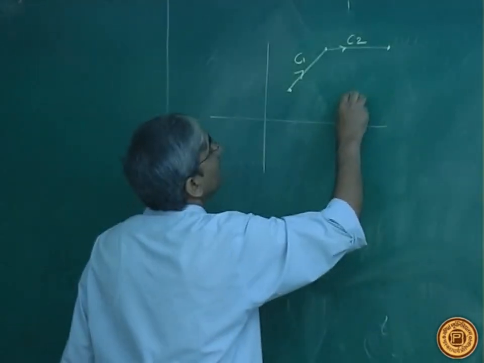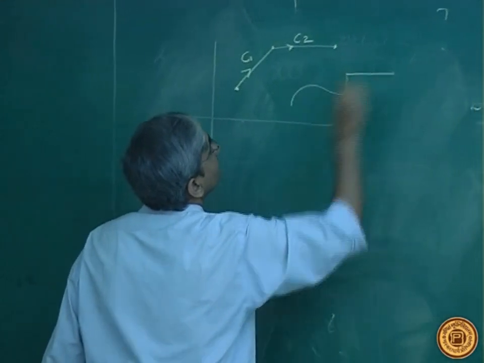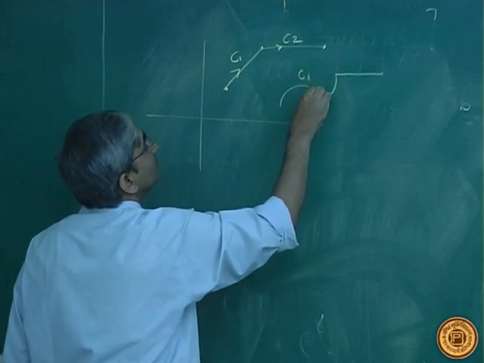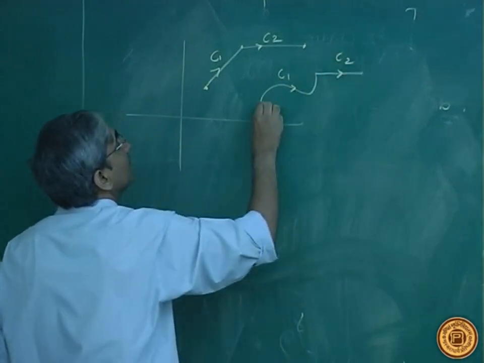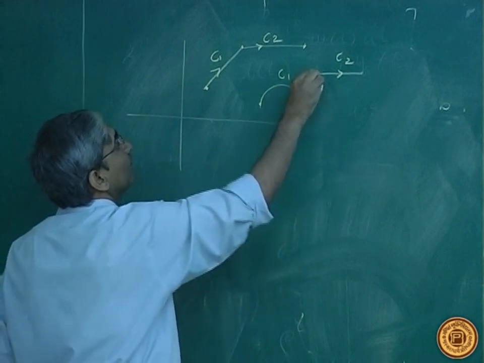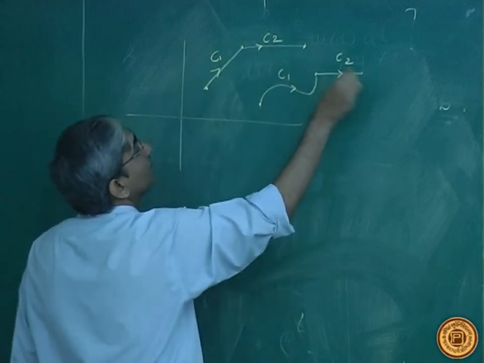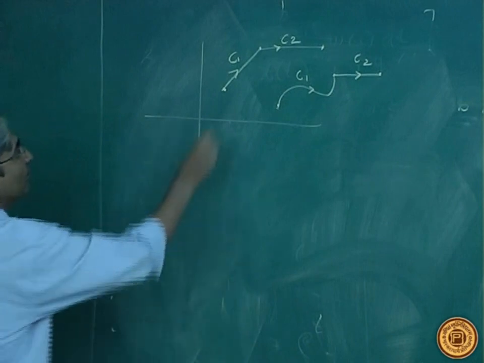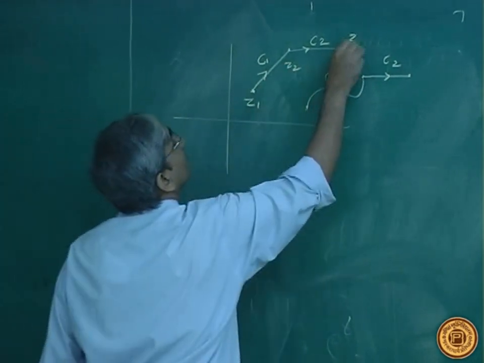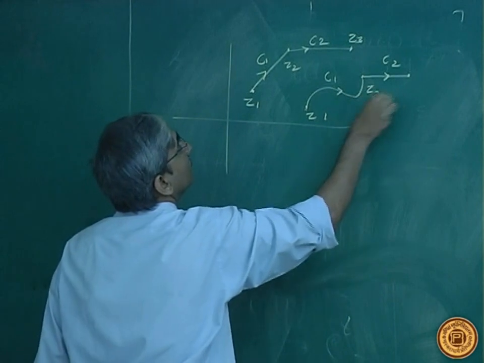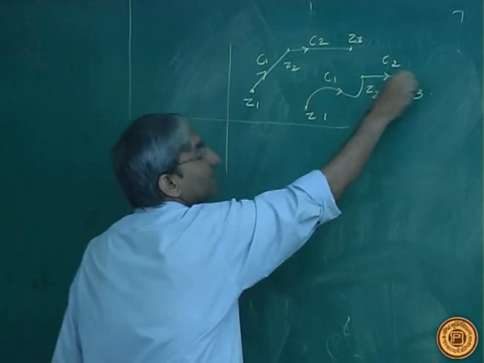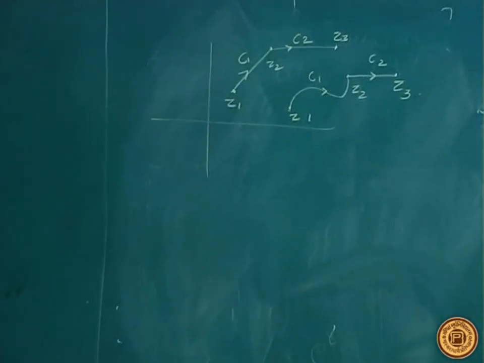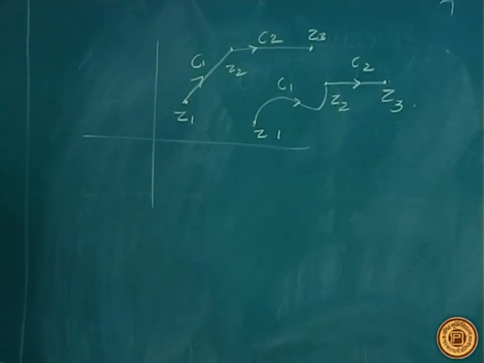You can have it as well like this and then like this. So this is curve C1 and this is curve C2. This is the initial point of C1, the terminal point of C1 which is the initial point of C2, and this is the terminal point of C2. So these points may be Z1, Z2, Z3. So Z1 to Z3 is C1 plus C2.